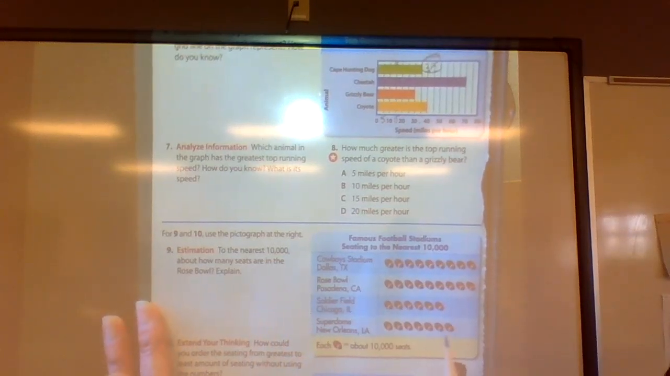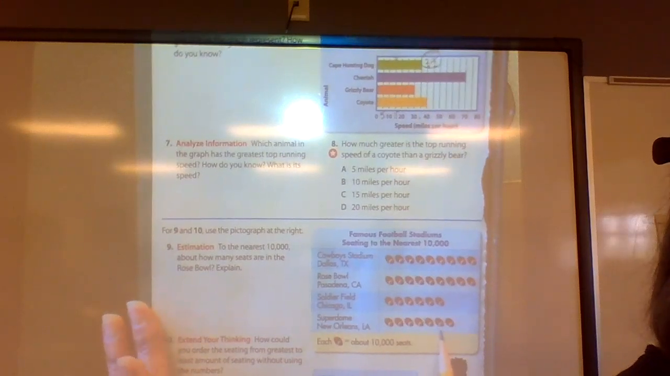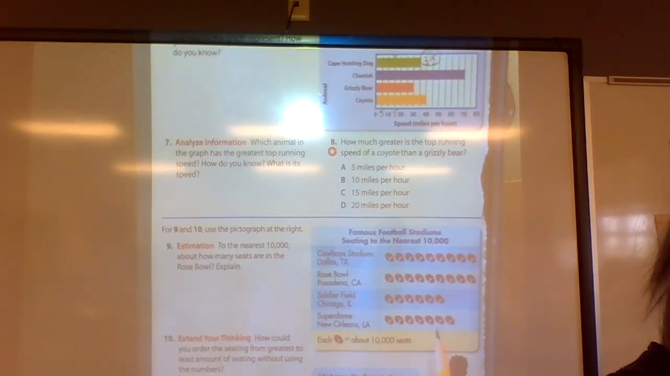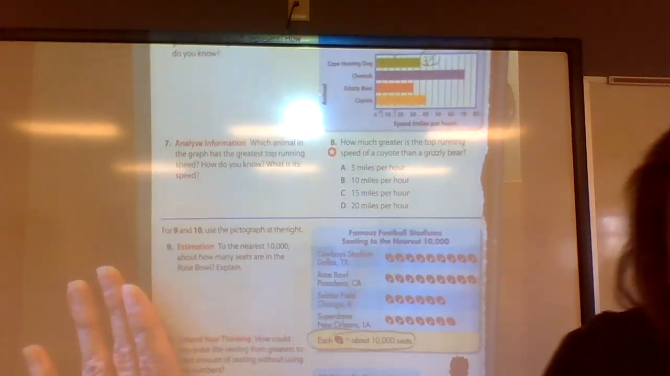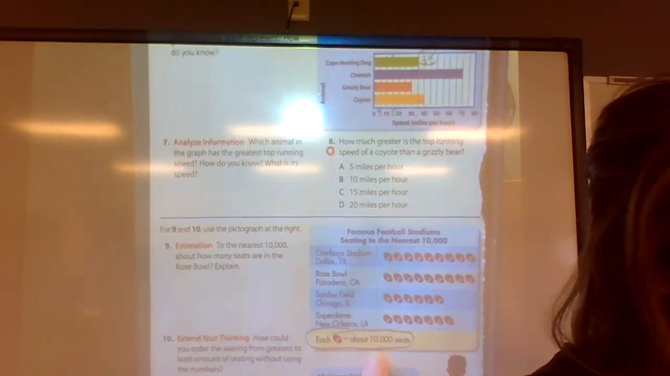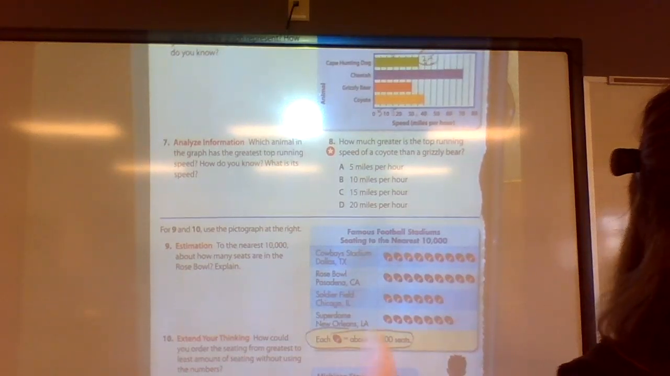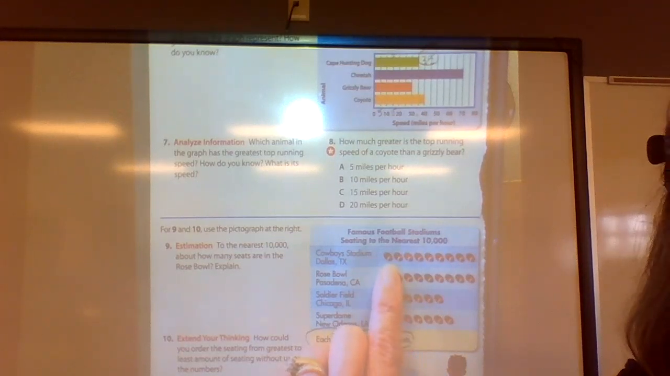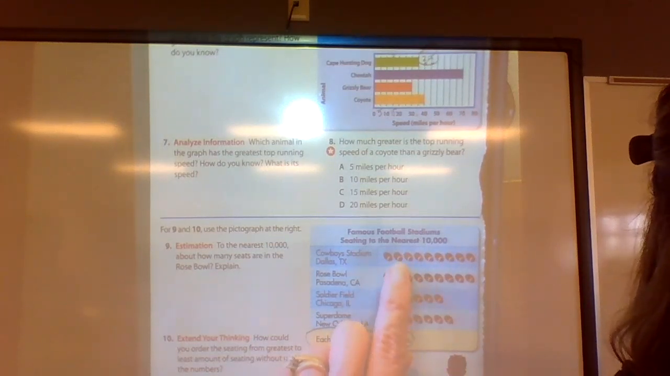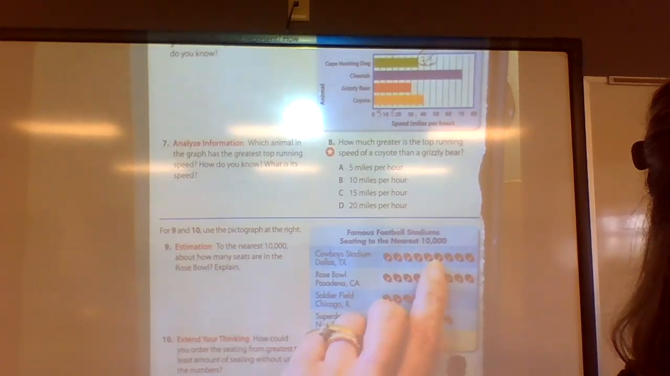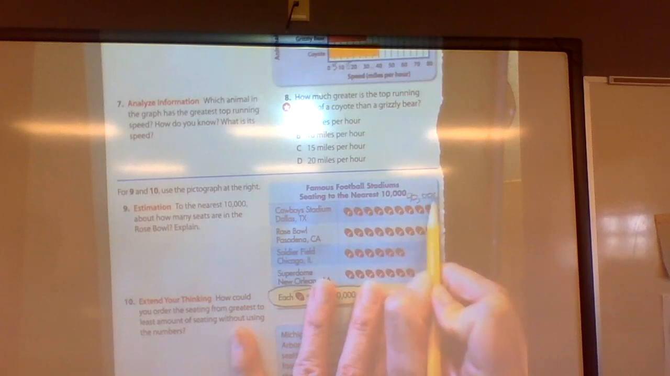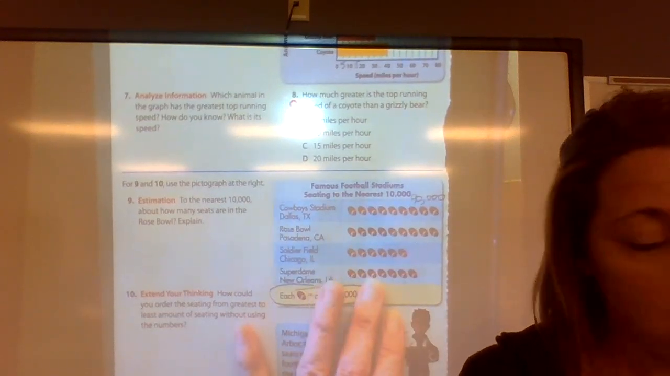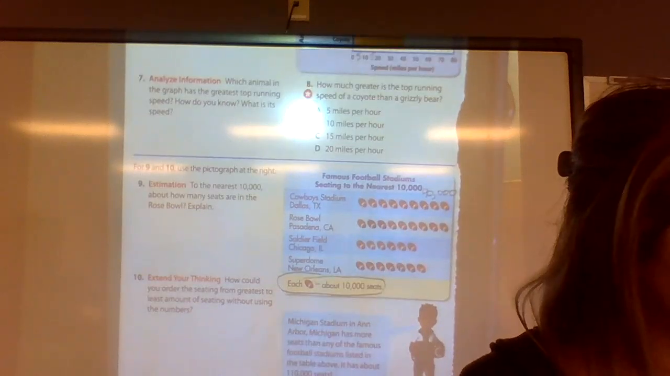Okay, 9 and 10 is using the football stadium, the football one, and that is a pictograph. So remember, each football is about 10,000 seats. So you are really skip counting by 10, but in thousands. So on this football, the very first one, each football is 10,000. So this would be 10, 20, 30, 40, 50, 60, 70, 80, 90. So the Cowboy Stadium represents 90,000 seats. Remember, they're in thousands. So you need to remember that when you're answering your questions.